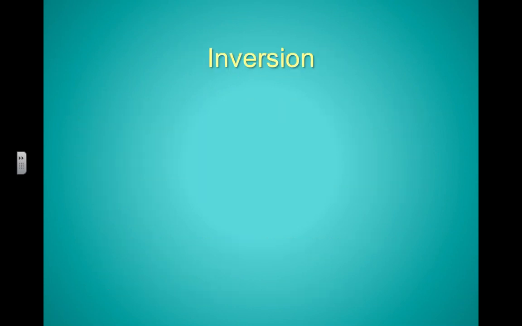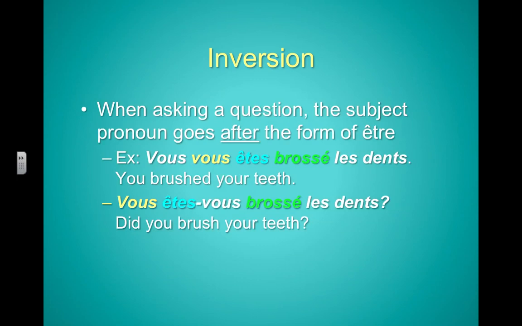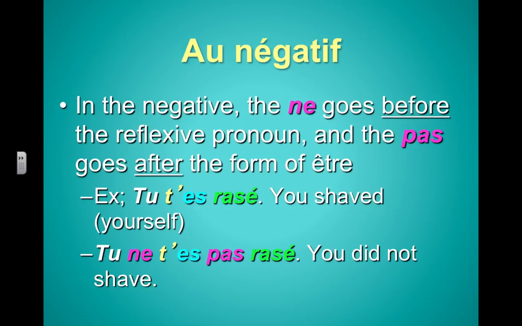All right. Here's an example of inversion. Write it down. Don't concern yourself crazy with this. We don't really deal with it a lot. The next thing we got to talk about is in the negative, and that's really important, okay? The ne goes before the pronoun, and the pas goes after être.